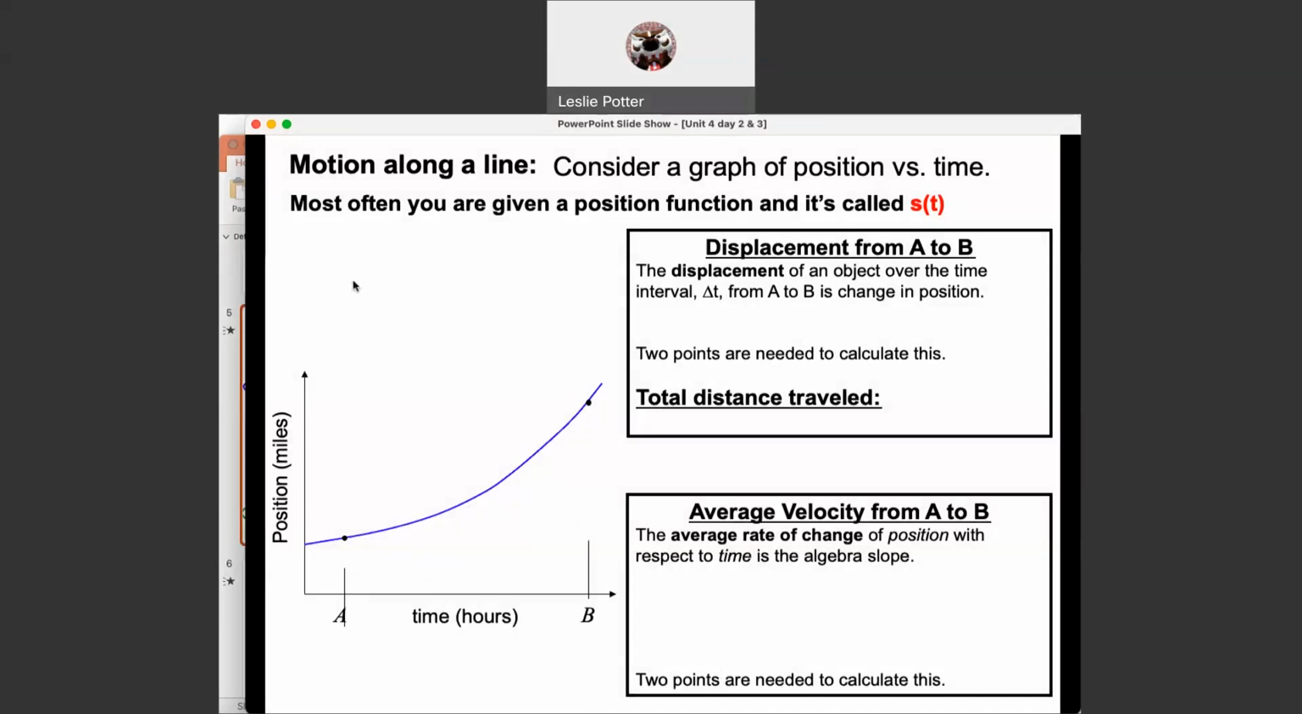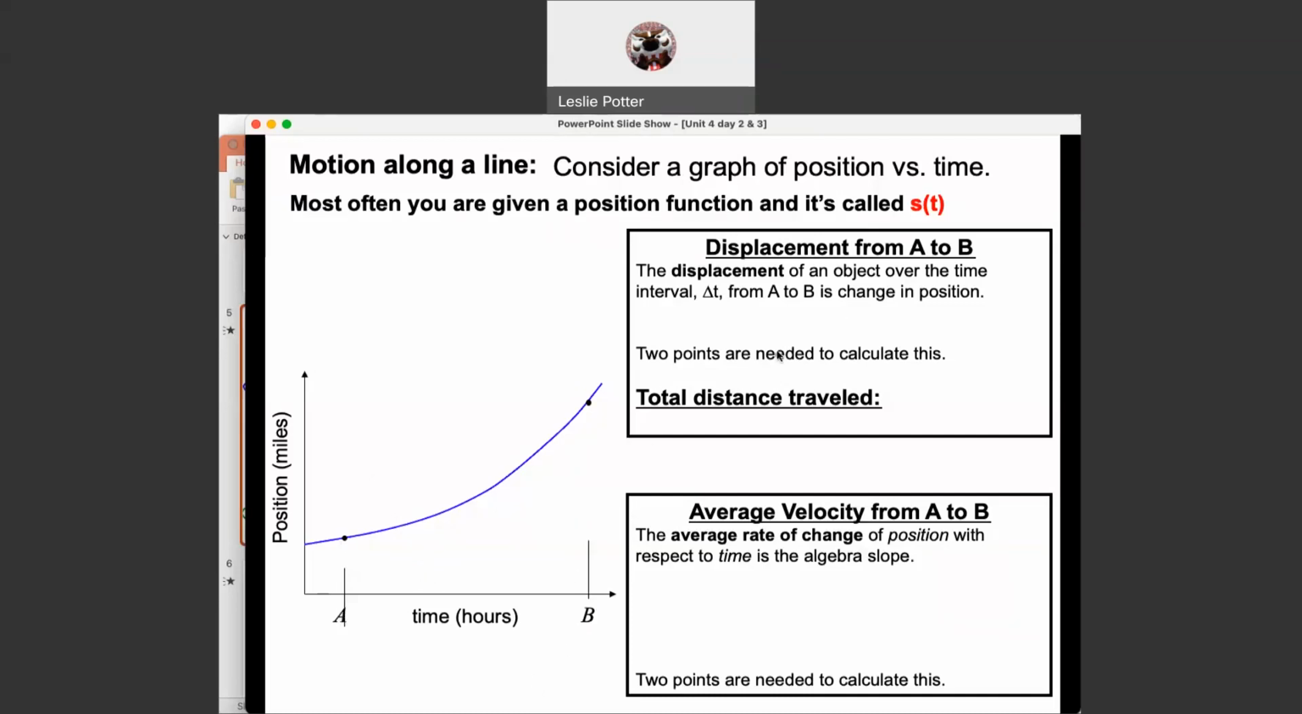And typically when you have a position function, we call it S of t. And so we have the position in miles, the time in hours. And so we are moving between the time intervals of A to B.